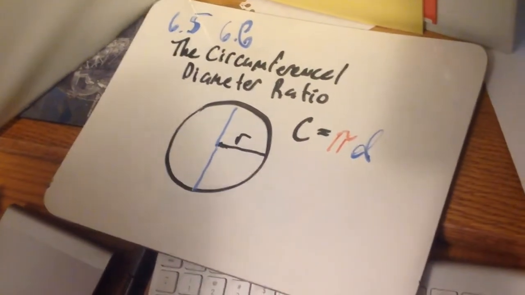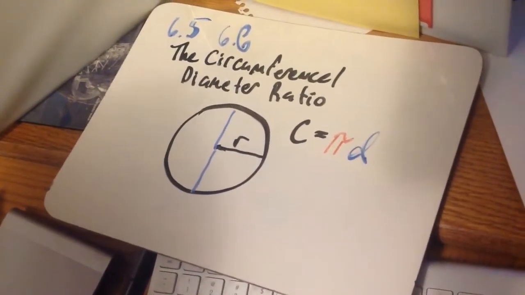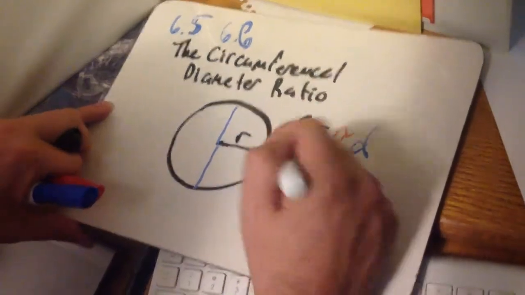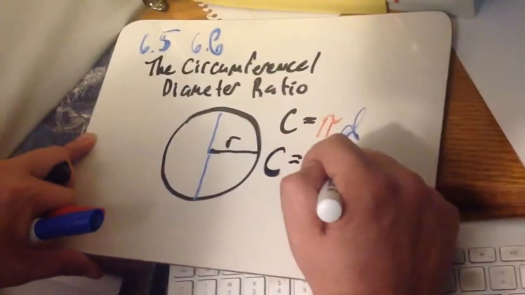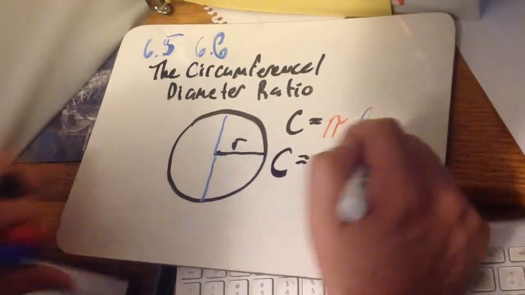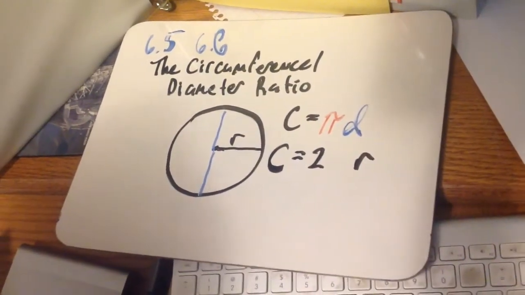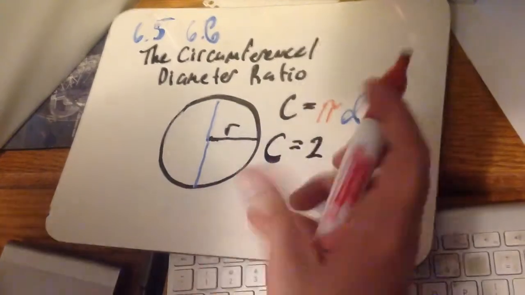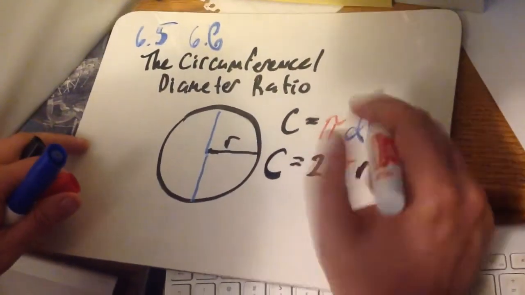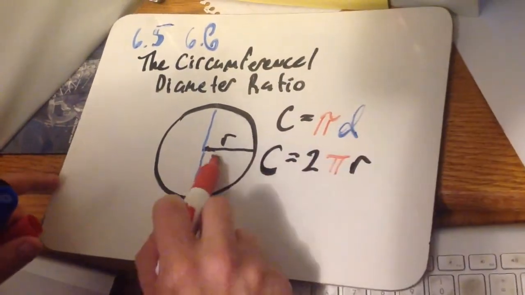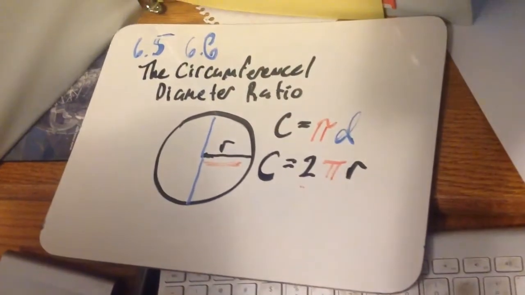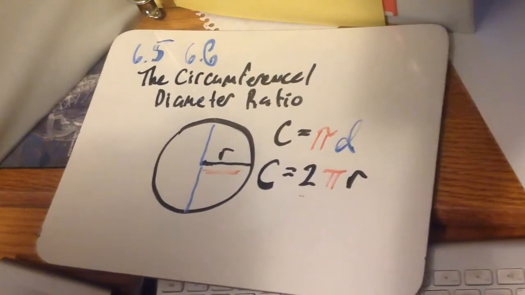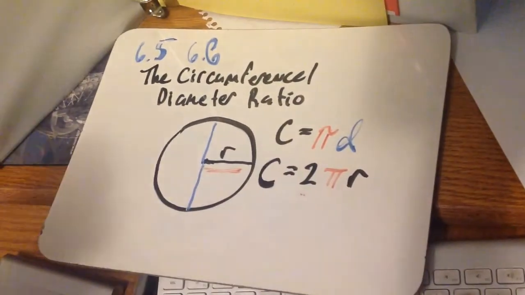One other way to represent this would be to say the circumference is going to be 2 times the radius, with the pi multiplied in there. That's because the diameter is the same thing as 2 of these, so the formula has to have that in there. So that's the basics for what you're going to do a lot of problems with.